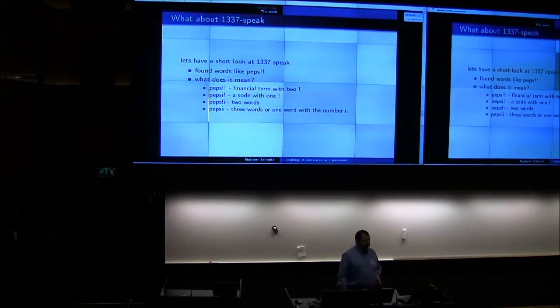So, as I mentioned before, there was some leet speak in it. And I want to say something about leet speak with respect to the analysis. I want to do it with a short example. I found in the RockYou list a word like "perhaps" with two exclamation marks. When I looked at it, first I was a little bit curious about what it could mean. So I looked up the word perhaps, which was a financial term. Then we had two exclamation marks.